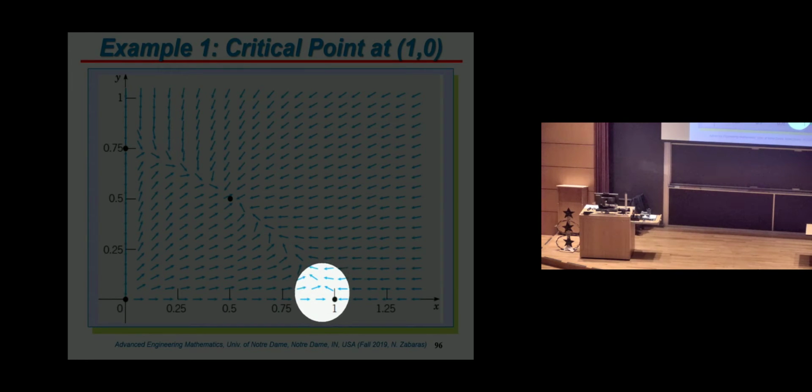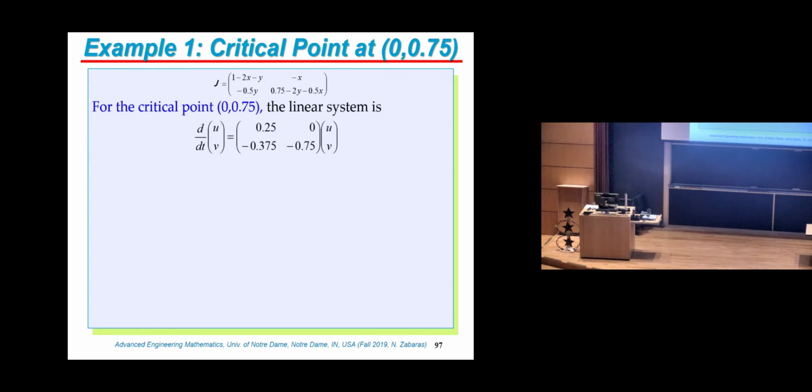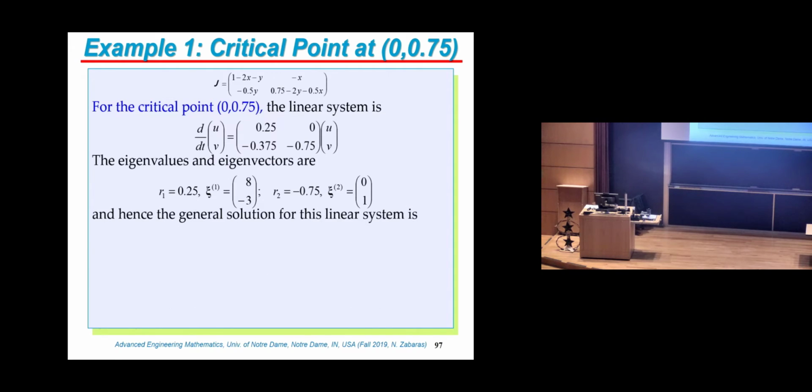And you can see, in the horizontal axis, everything comes towards this point, but in every other orientation, things are running away from that point. The point (0, 0.75), you repeat the same calculations. And what type of a point is that? What point is it? Saddle point, and it's unstable, obviously.